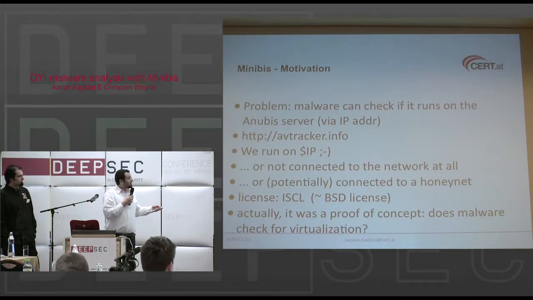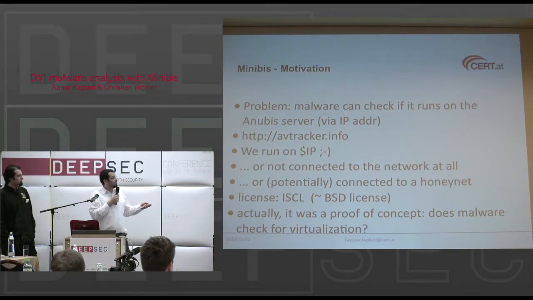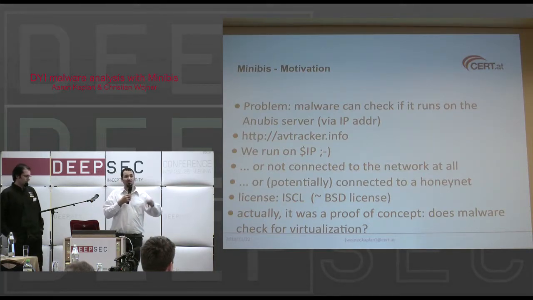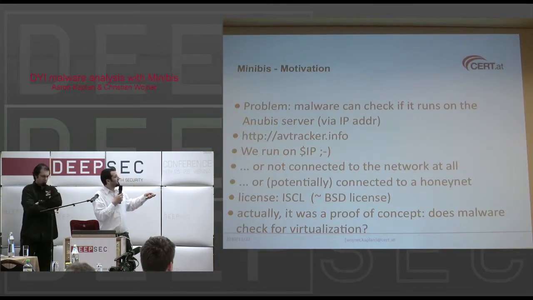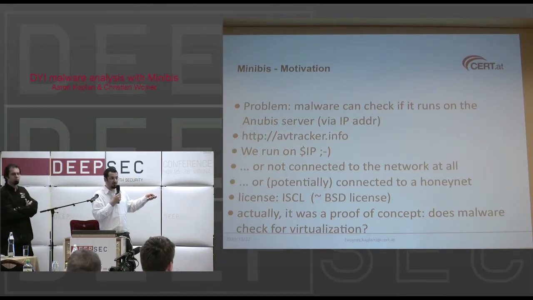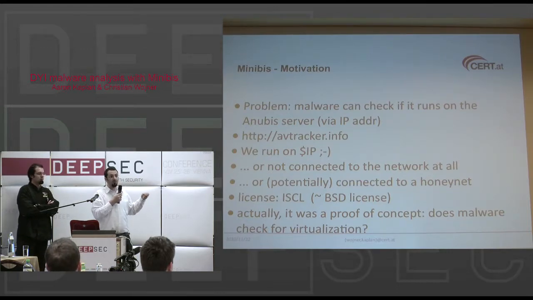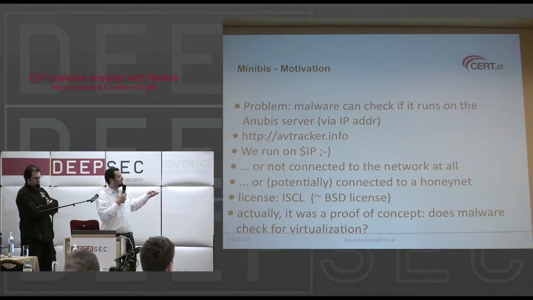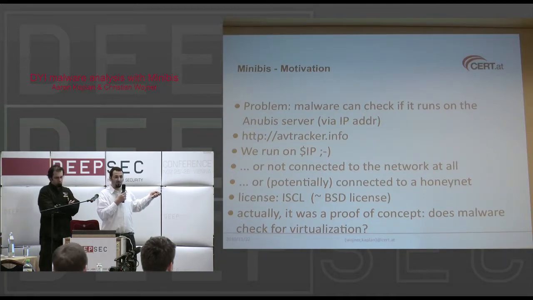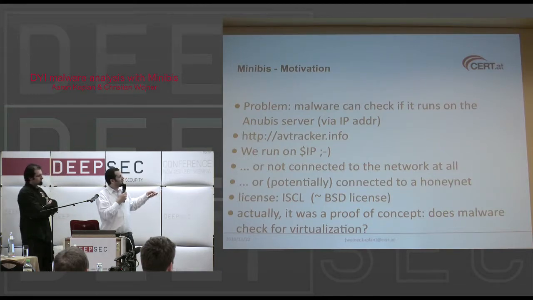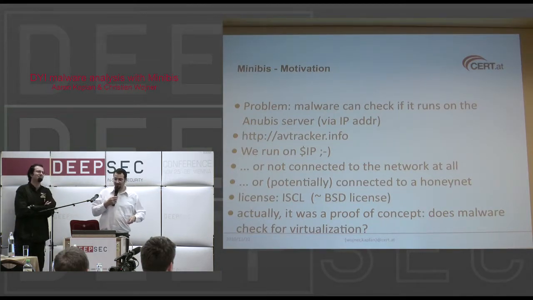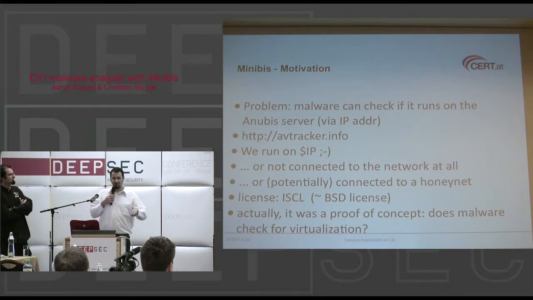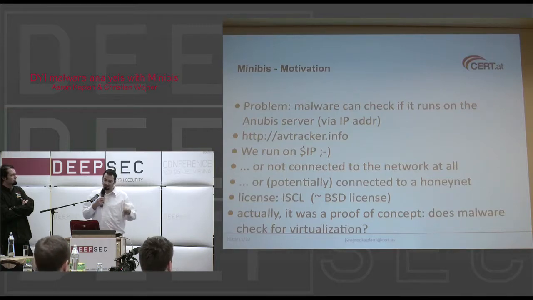The advantage of having an offline version is that the malware cannot check whether it runs on some specific IP address and then stop working. This was shown to be a very feasible attack by another guy from close to Vienna who wrote the site avtracker.info, and people were a little bit upset about that. He was giving malware authors a tool to check if they were running under Anubis. With the offline version, of course, that's not possible.